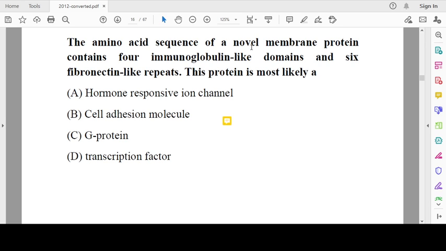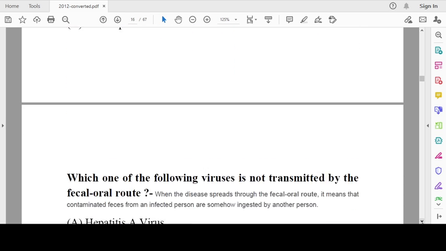The amino acid sequence of a novel membrane protein has 4 immunoglobulin-like domains and 6 fibronectin-like domains. This protein is most likely a cell adhesion molecule. So, a cell adhesion molecule will have 4 immunoglobulin-like domains and 6 fibronectin-like repeats. Sometimes they will ask what is the structure of a cell adhesion molecule, and you should know it has 4 immunoglobulin-like domains and 6 fibronectin-like domains.